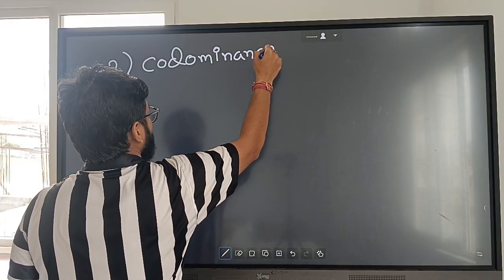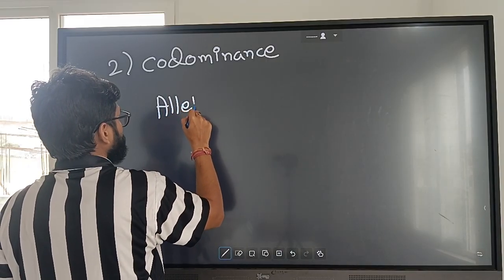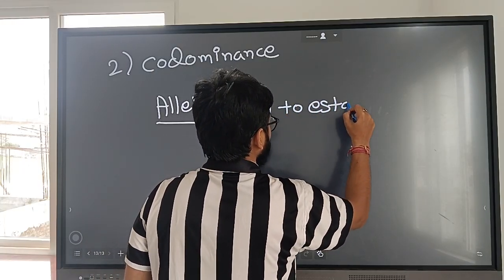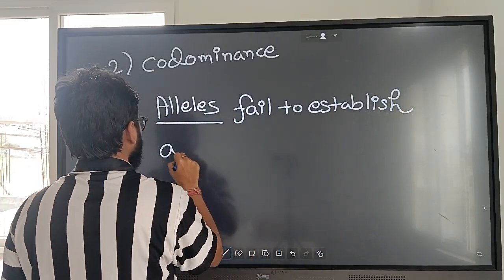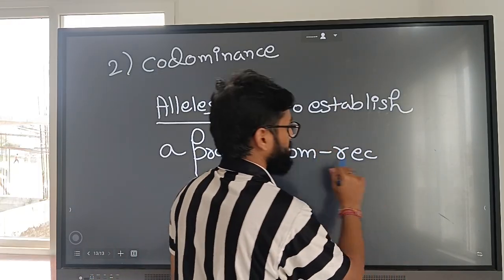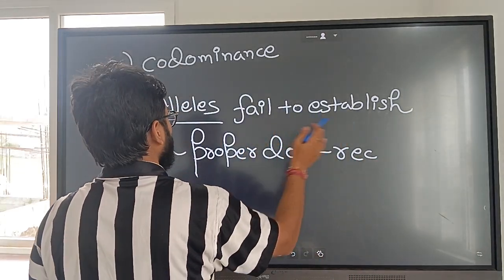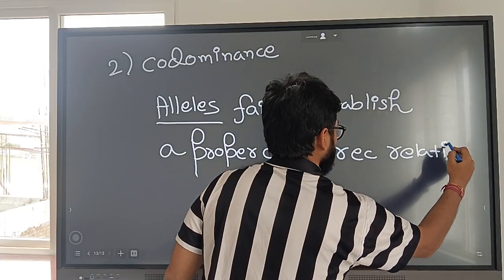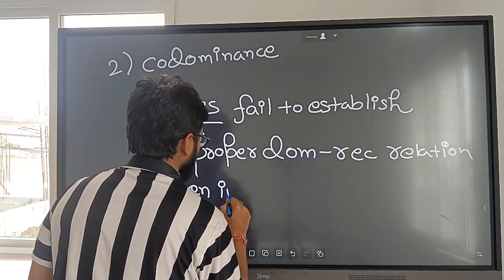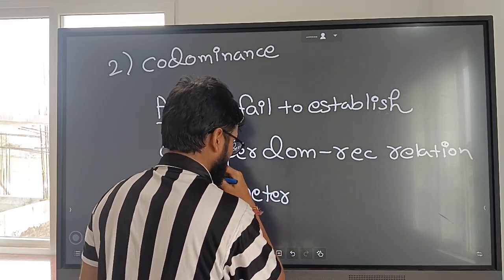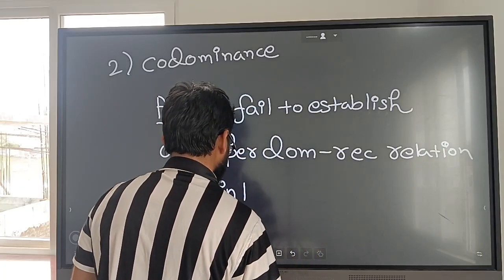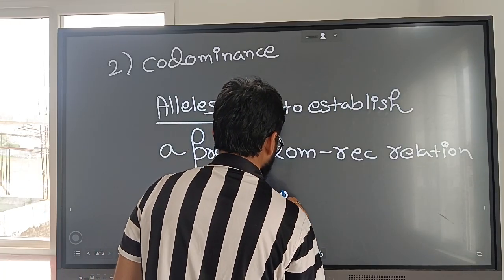Now codominance, from the name itself, is that the alleles fail to establish a proper dominant recessive relation when in... my bad, it's not heterozygous, it is homozygous condition.